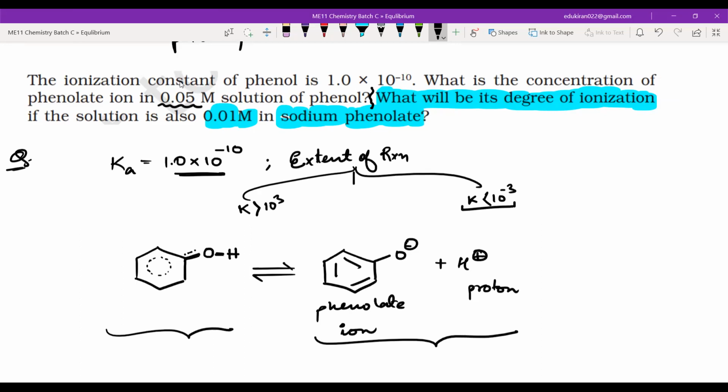Extent of reaction. It will be second lesson or second lecture or something, I guess. Second or third lecture. Not on first lecture for sure. I think it is in the second lecture.